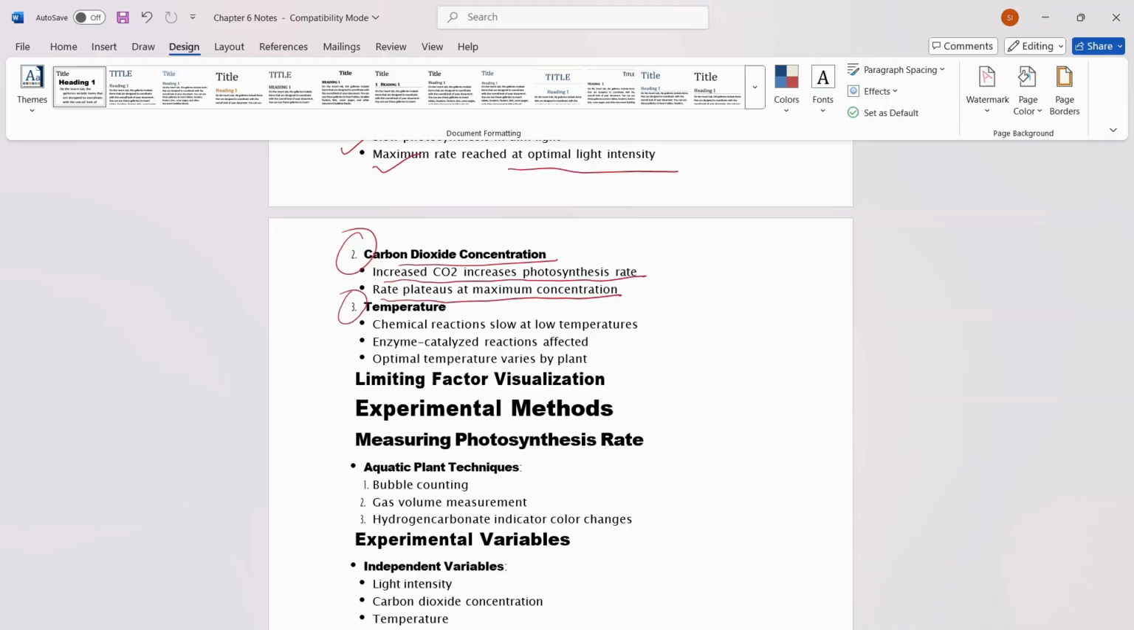The third one is temperature. Chemical reactions slow at low temperature. Enzyme-catalyzed reactions are affected. Optimal temperature varies by plant.